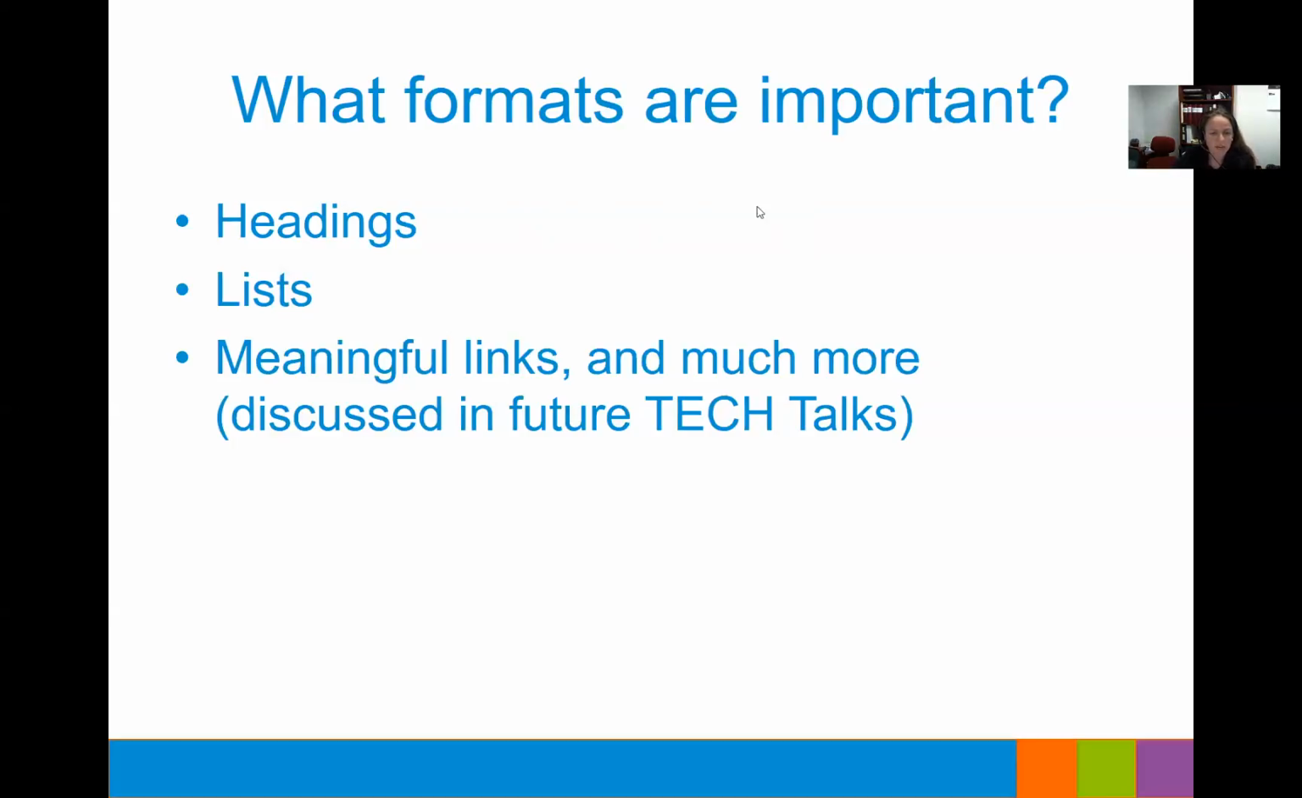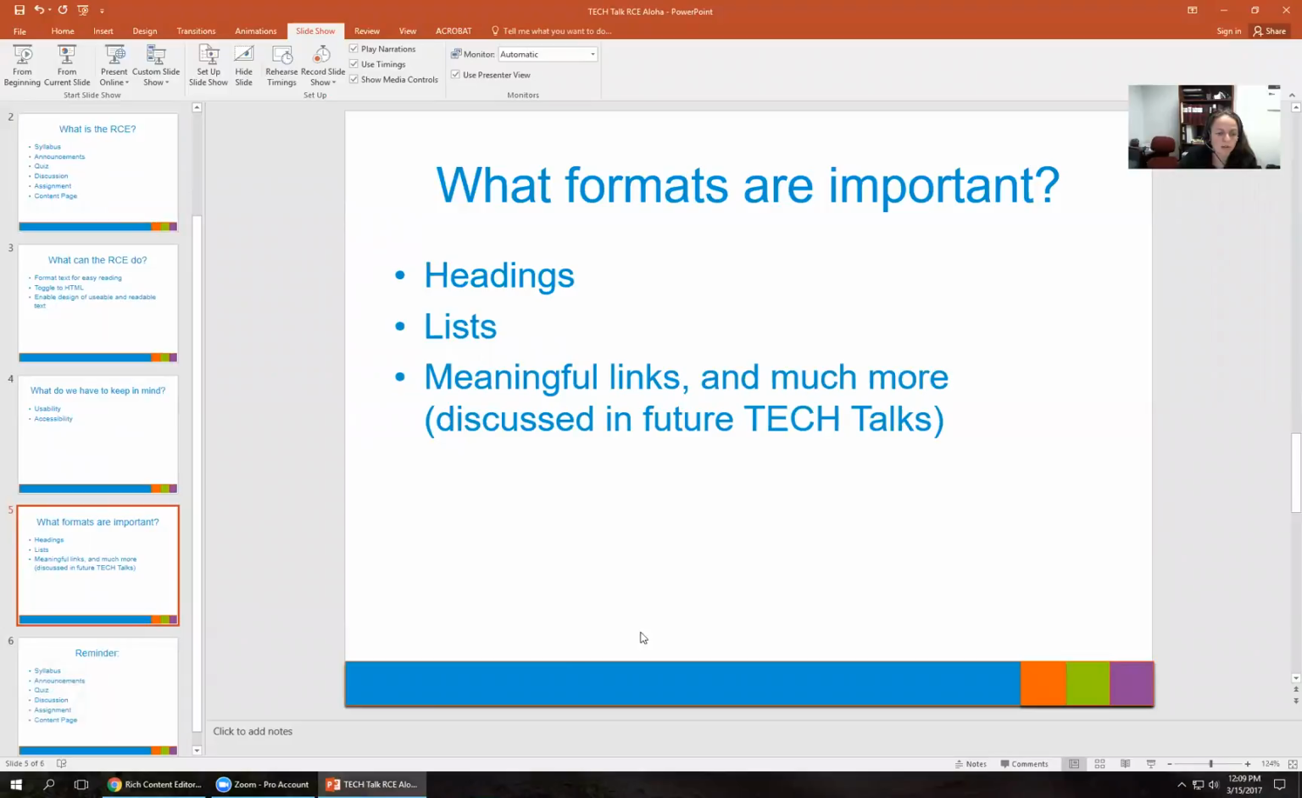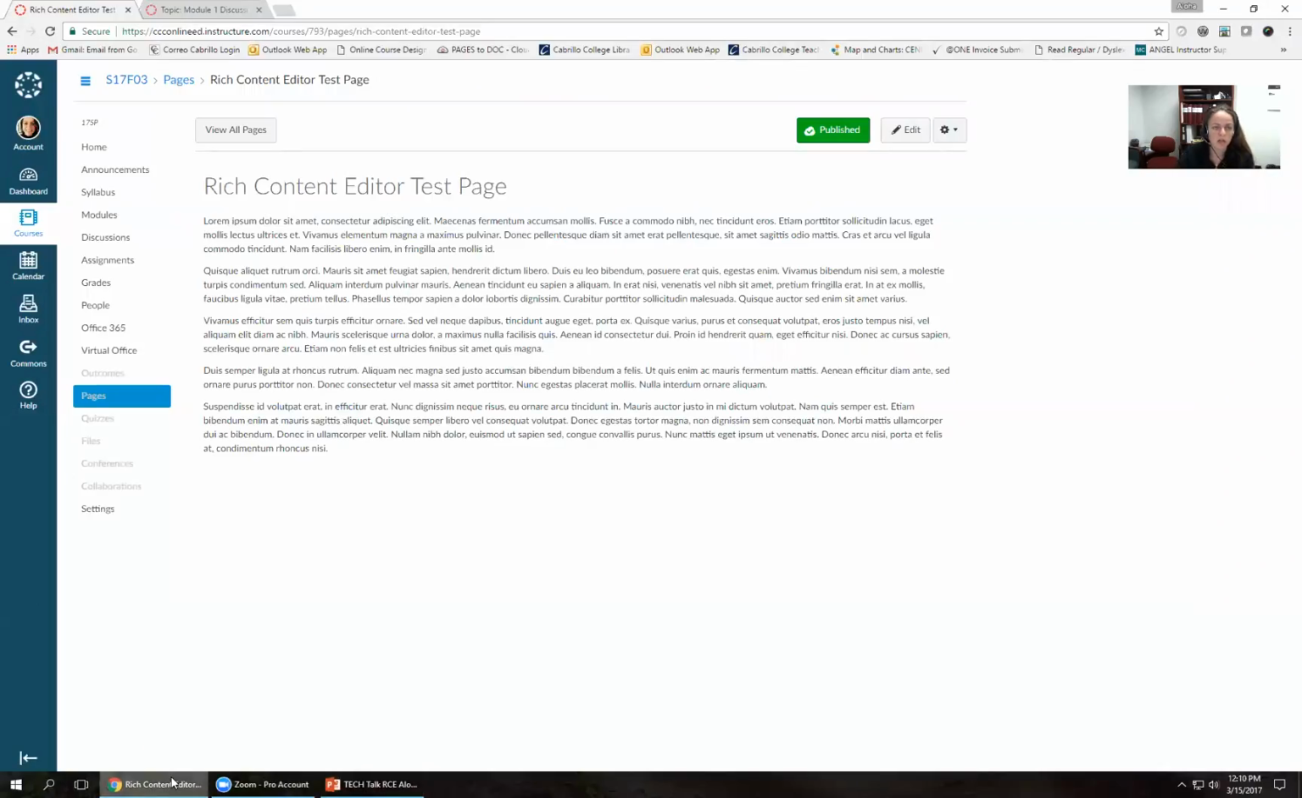So let me go ahead and switch over to our course, or a course in Canvas. Your sandbox is what you're going to be using. And I have a page here. So we're just using the content page tool in Canvas. And I wanted to show you how to use the Rich Content Editor in a page to do some basic formatting of your text. So if you're looking at a content page, you want to go ahead and click the Edit button.